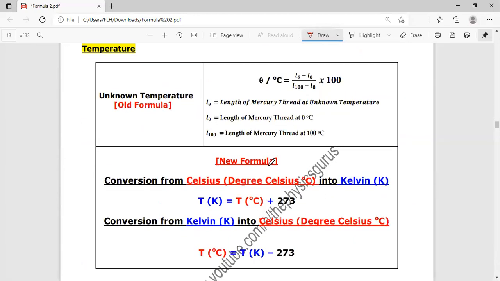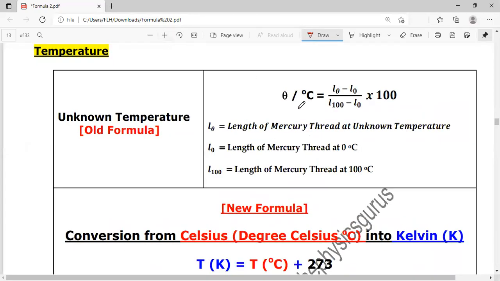Then the next formula is the formula to calculate the temperature. It was the old formula, not included in the 2023 syllabus. Unknown temperature is equal to L theta minus L0 over L100 minus L0 into 100, where L theta represents the length of the mercury thread at unknown temperature, L0 the length of the mercury thread at 0 degrees Celsius or at the melting ice point, you might say, and L100 represents the length of the mercury thread at boiling point or steam point as well.